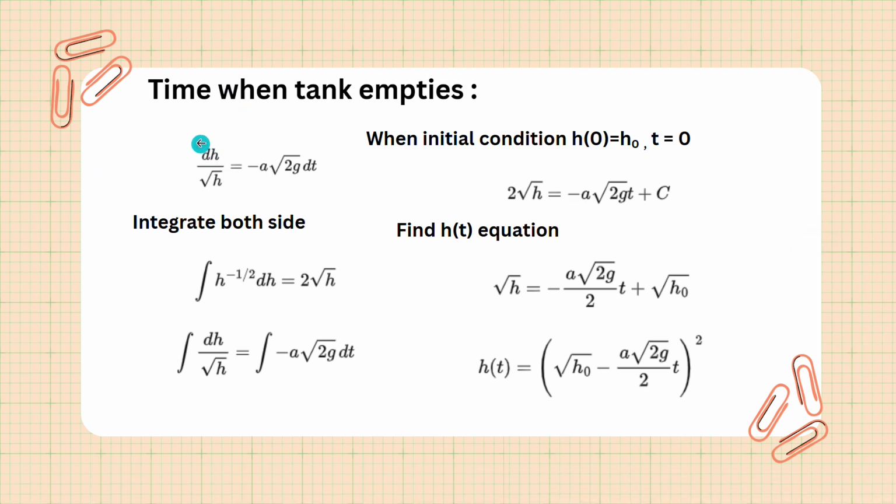So let's start to calculate the time when the tank empties. Basically this is Torricelli's law, but you just arrange it so it becomes dH and dt here, and then you integrate both sides. To find the initial condition, you set h equal to h naught and t equal to 0, so the c you got is set by h naught, so the equation will be h(t) and this.